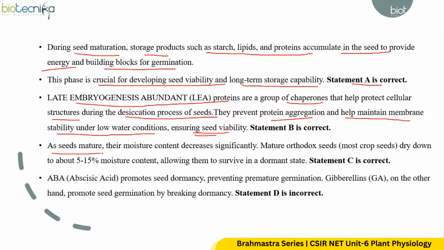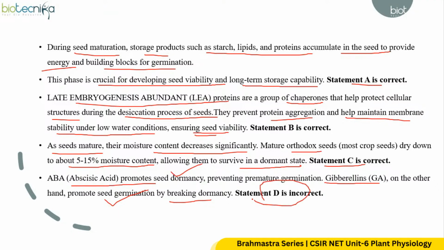Third statement, as the seeds mature, their moisture content decreases significantly. Most of the seeds, if you see, dry out to about 5 to 15% of moisture content so that they can survive in a dormant state. Dormant means it's an inactive state. So that's why statement C is also correct. Now, why is statement D incorrect? As you mentioned, yes. Abscisic acid is the one which promotes seed dormancy, whereas gibberellins are the ones which promote seed germination by breaking the seed dormancy. So that's the reason statement D is incorrect over here.